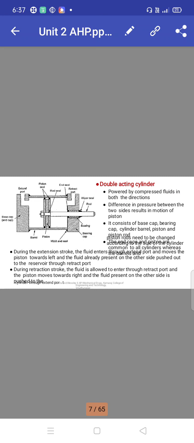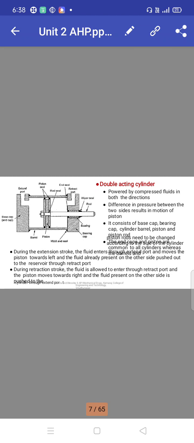This is a schematic diagram for double acting cylinders. They are powered by compressed fluids in both directions. Difference in pressure between the two sides results in motion of the piston. It consists of base cap, bearing cap, cylinder barrel, piston and piston rod. The piston rod needs to be changed according to the size.